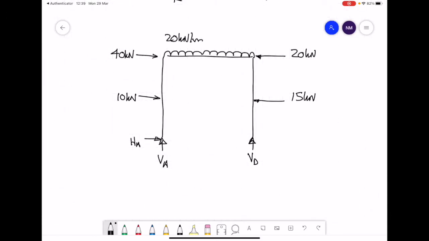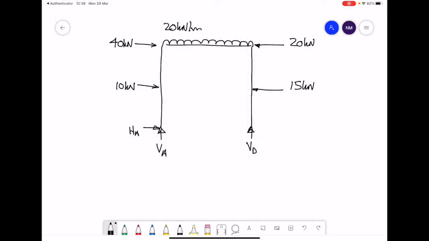Now we can calculate the values for our reactions. To do that, we apply the three basic equations for equilibrium. All the forces in the x direction add up to give you 0. All the forces in the y direction add up to give you 0. And for equilibrium as well, all the moments about any point must add up to give you 0.